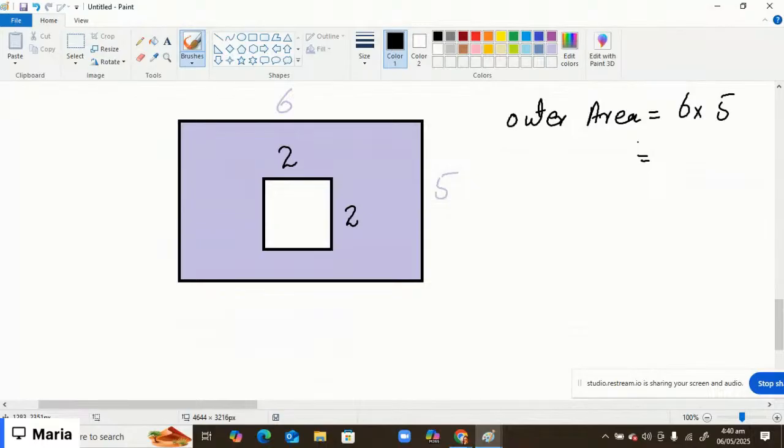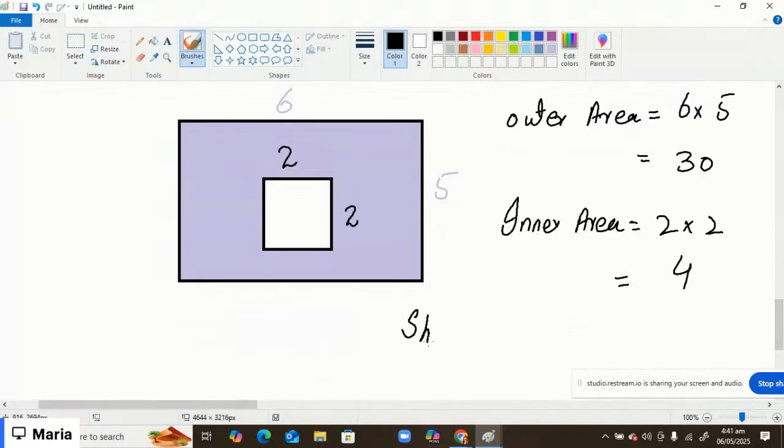6 times 5 is 26? No. Okay, first, just tell me this one. 6 times 5 is? That is 30. And what is the inner area? 2 times 2, which is 4.